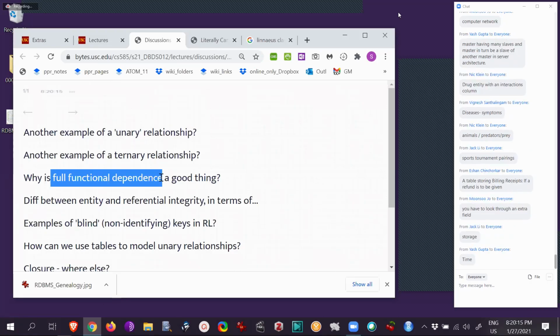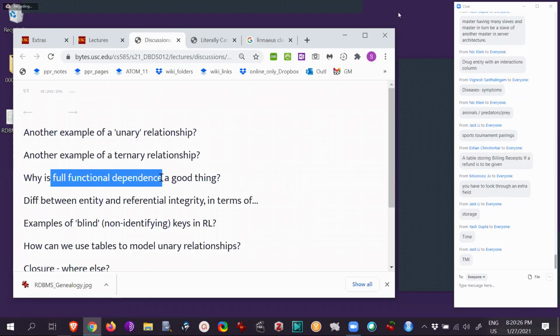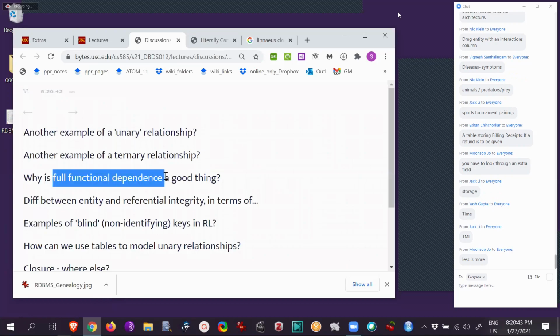These are all, you're getting warmer, but there's something more bothersome than all of this. There's something more fundamentally wrong than having to look through storage or time. These are all true, but what is something even worse? Exactly. I love that, TMI. So what the hell is GPA even doing as a primary key? How can GPA possibly be a primary key, right? We should not even have GPA as part of a primary key. So always strive for full functional dependence.